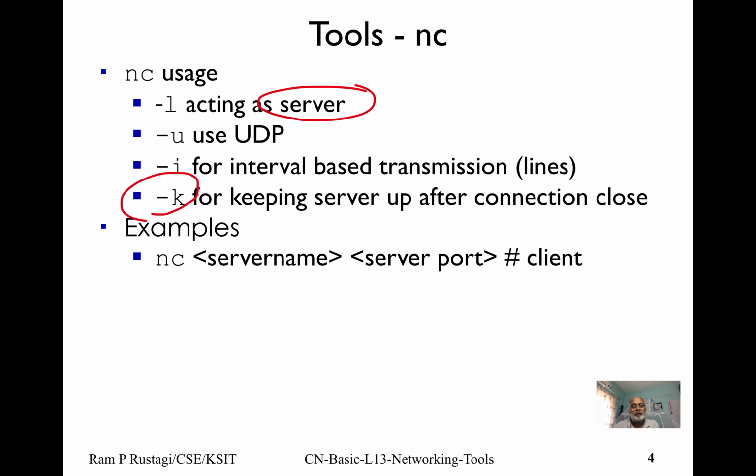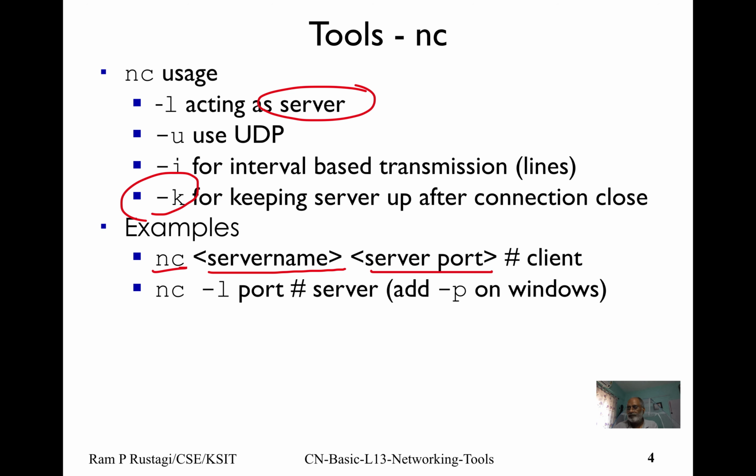Just to show an example, this is how the client runs. We use NC, the server name or server IP address, and the server port number. If the server is running, it will connect using TCP. If I want to run a server, I can say NC -l and the port number I want to use, and then it will run. If you are running an NC server on Windows, Windows also expects -l to be separate and to specify the port number, and that should work. Using NC, we can even transfer files.